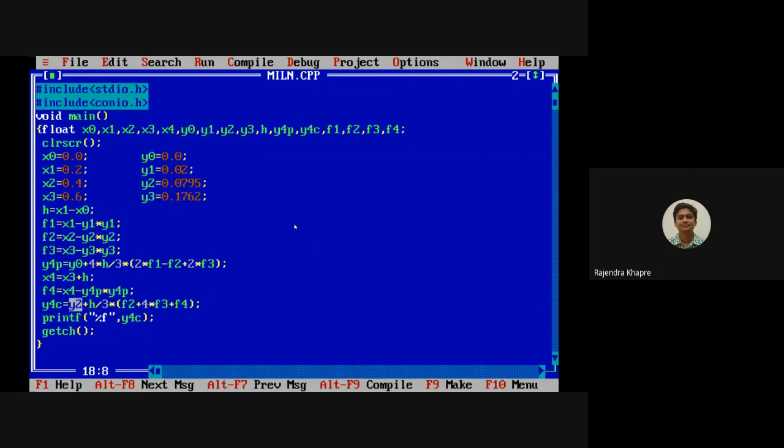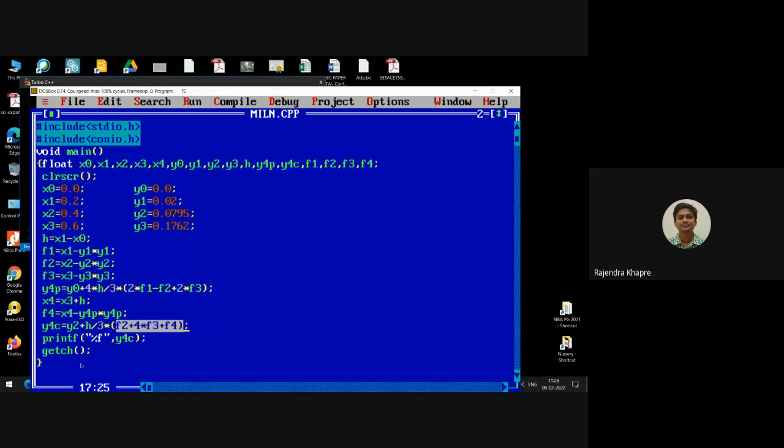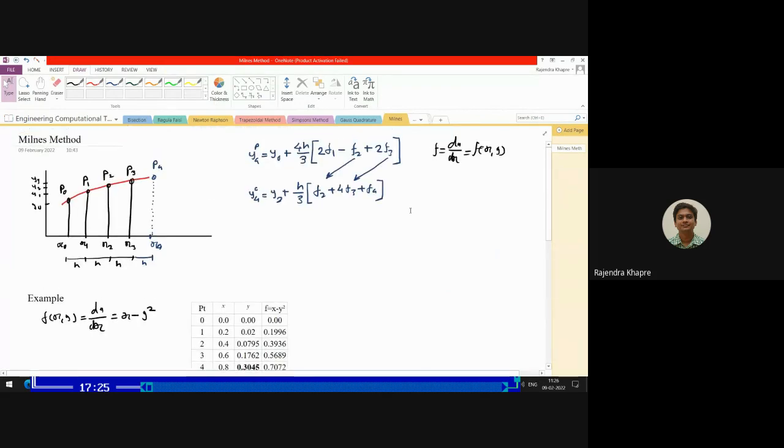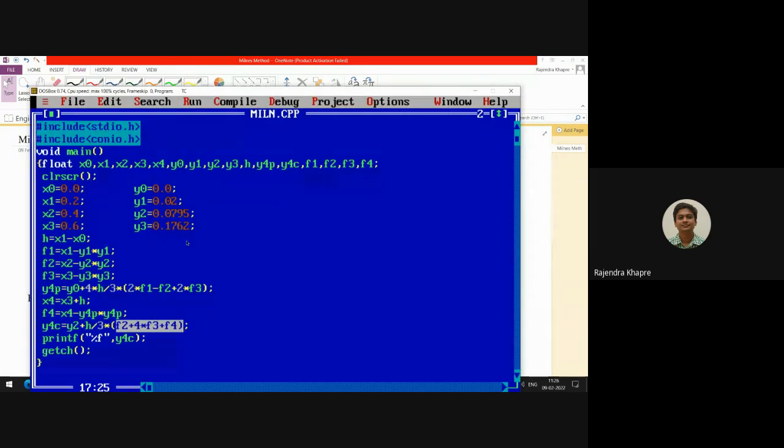This is Y2. Okay, I'm printing Y4 corrected only, right? Y4 predicted plus this and this. Is this equation correct? Is it h by 3? Yes, it looks good. This is y2 plus h by 3. This is this and this and this. I don't know why. x4 is x3 plus h. x4 minus y4 predicted. Okay, this is okay. This is y4 predicted, and this.